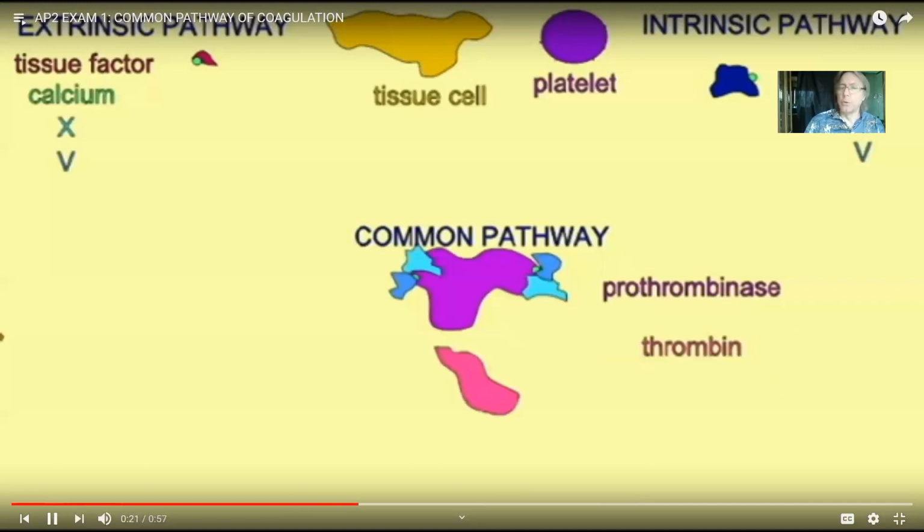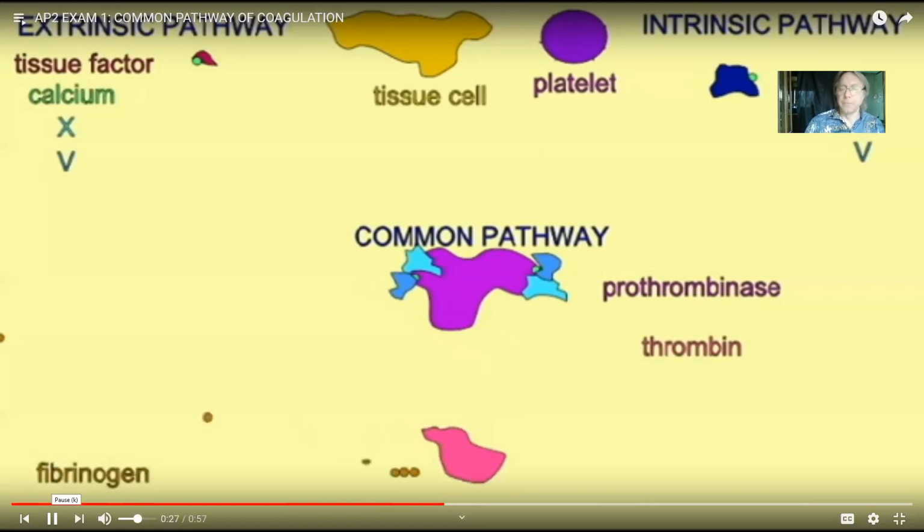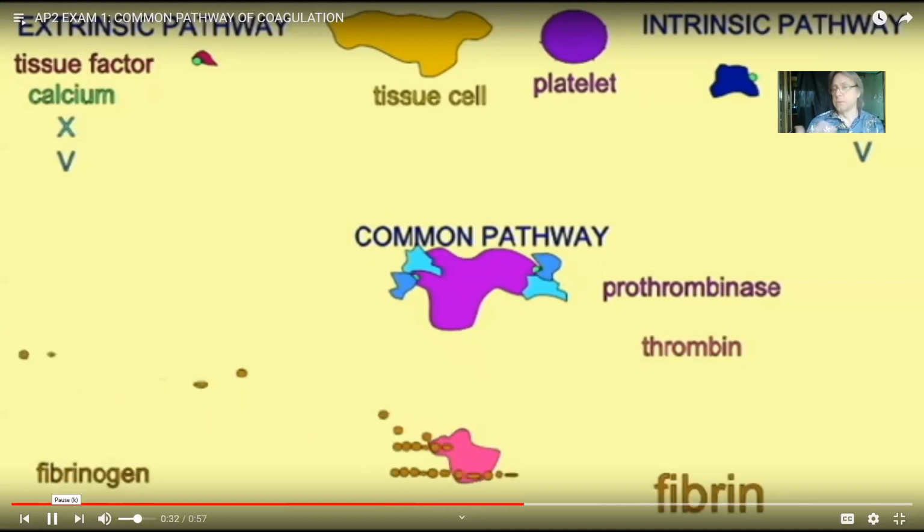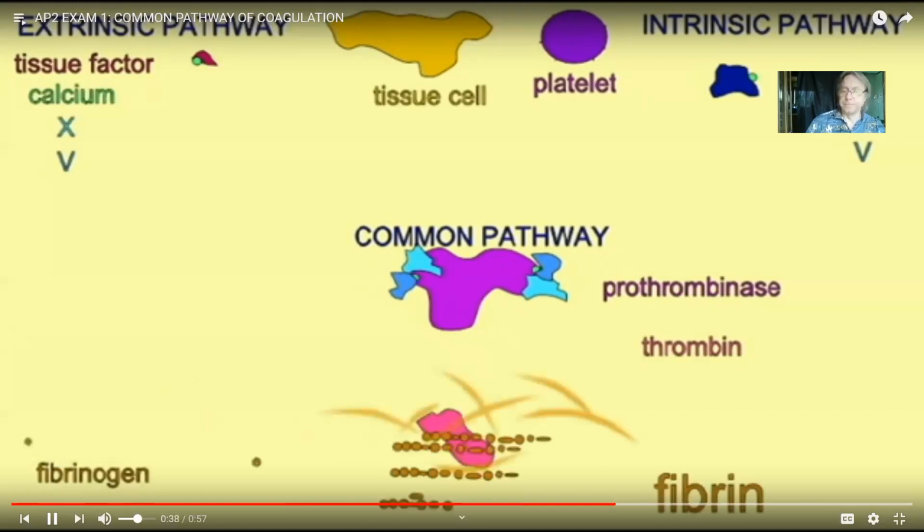Prothrombinase turns prothrombin into thrombin, and then thrombin will take the small little molecules, the monomers of fibrinogen, and unite them into long chains known as fibrin. If you're wondering how much longer this can go on, the answer is, oh, it just finished. So fibrin is the protein that composes the clot, which will then plug the hole.